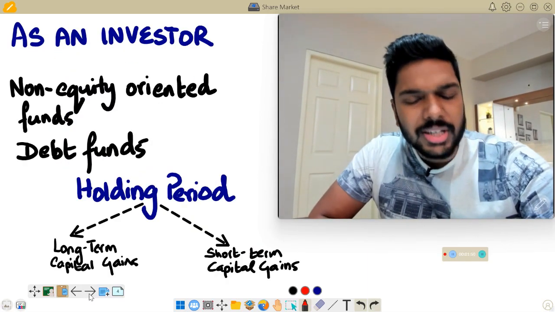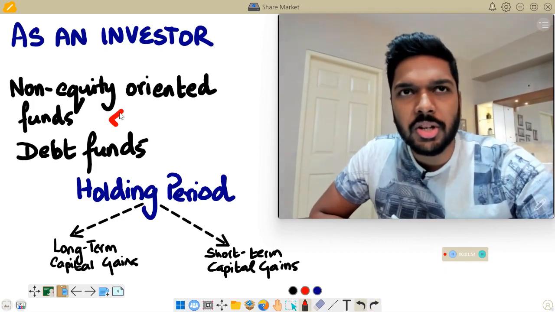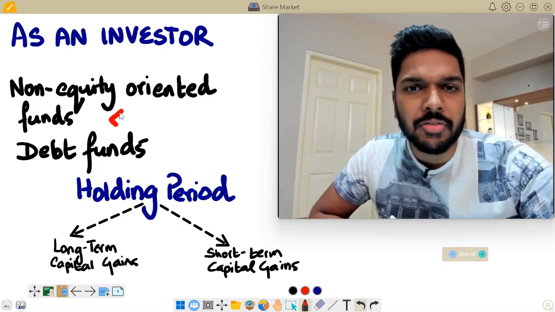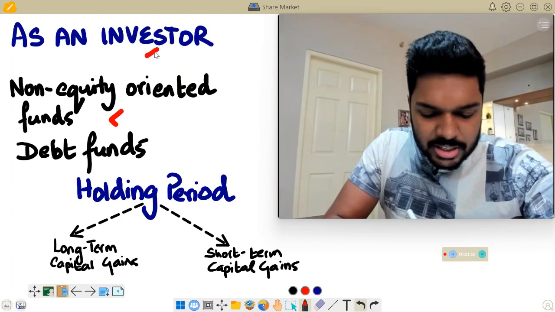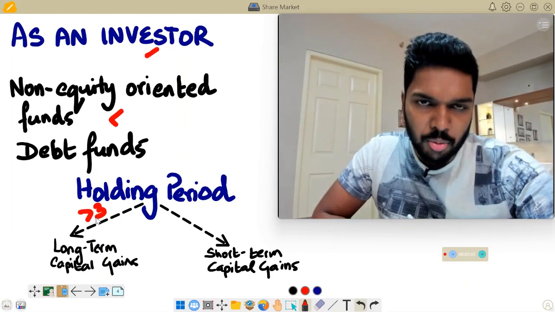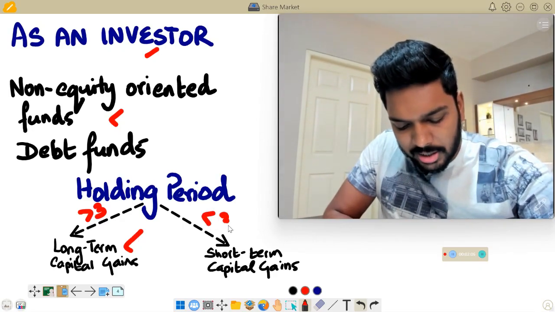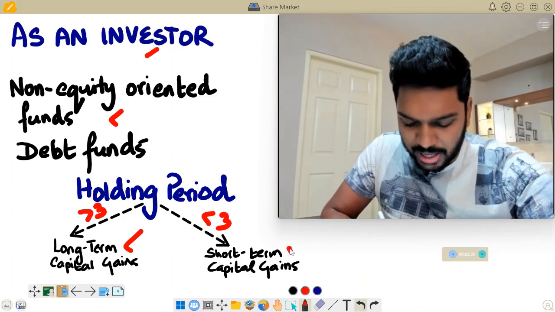What about non-equity oriented funds or debt funds, or mutual funds in which your investment in equity is less than 35%? As an investor, if you're holding it for more than 3 years and you're making a profit, it's called a long-term capital gain. If the holding period is less than 3 years and you're making a profit, it's called a short-term capital gain.